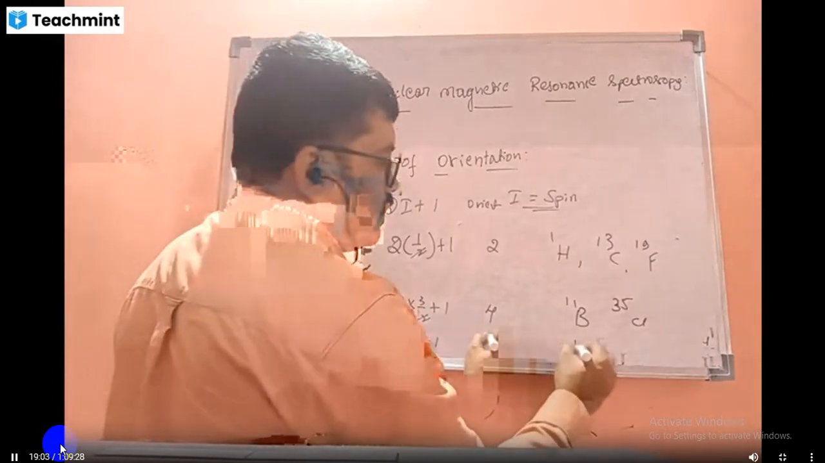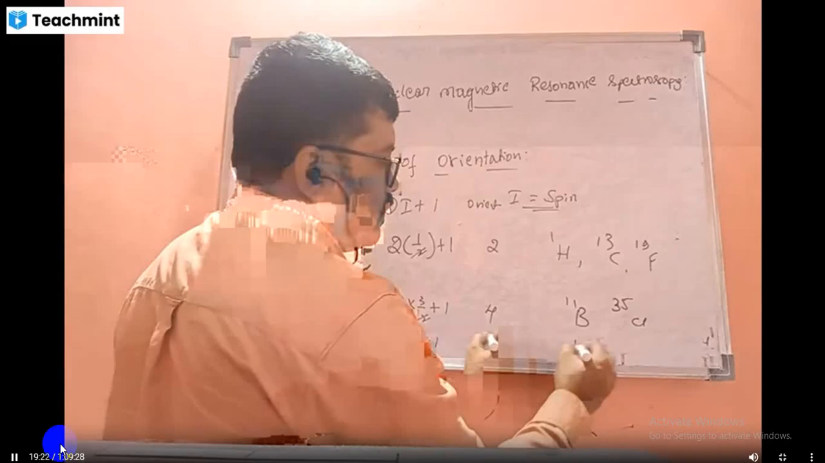So this is H2, this is N. Examples: the number of orientations is calculated by using this formula.